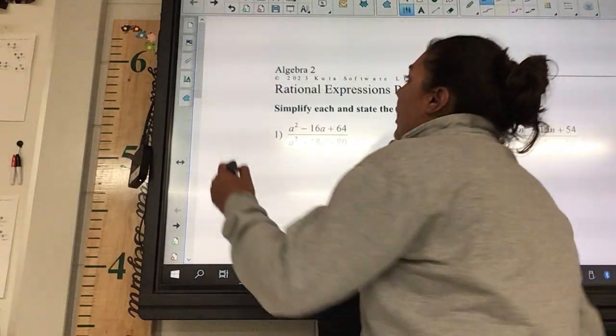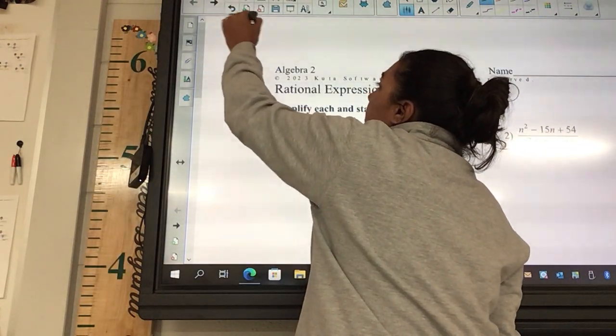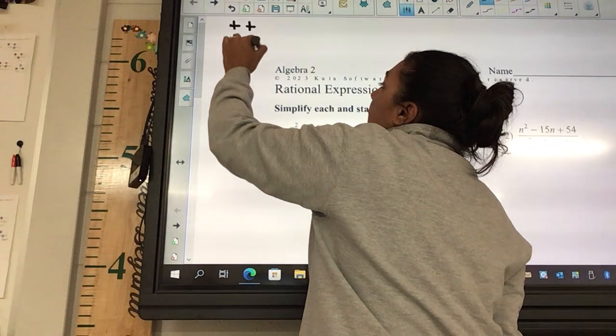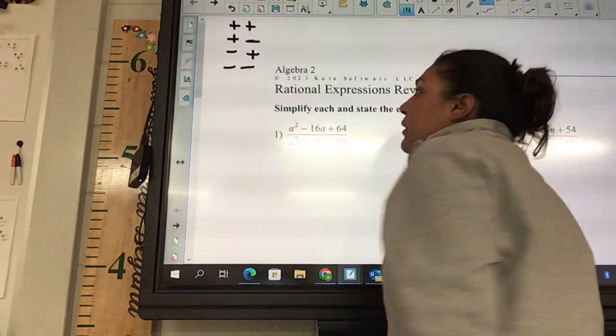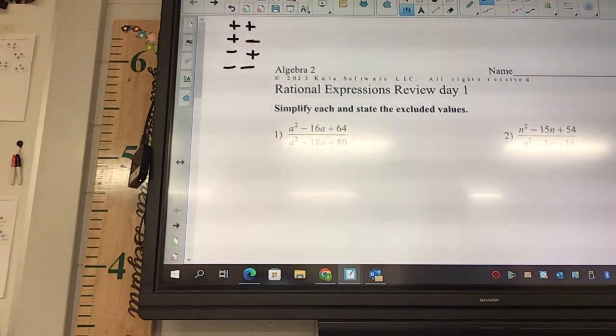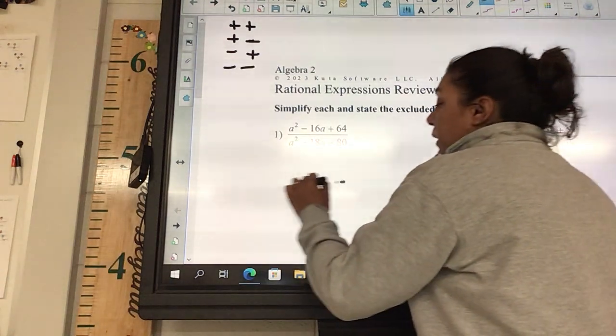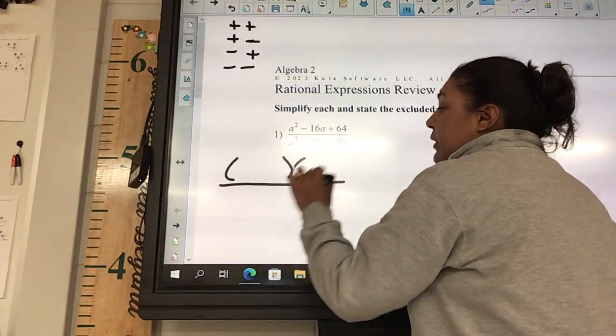Most of you guys will say, oh yeah, I remember how to do it, okay? There are 4 options: plus plus, plus minus, minus plus, and minus minus. I'm going to draw the fraction bar over here, and you're going to draw 2 sets of parentheses for this first one.